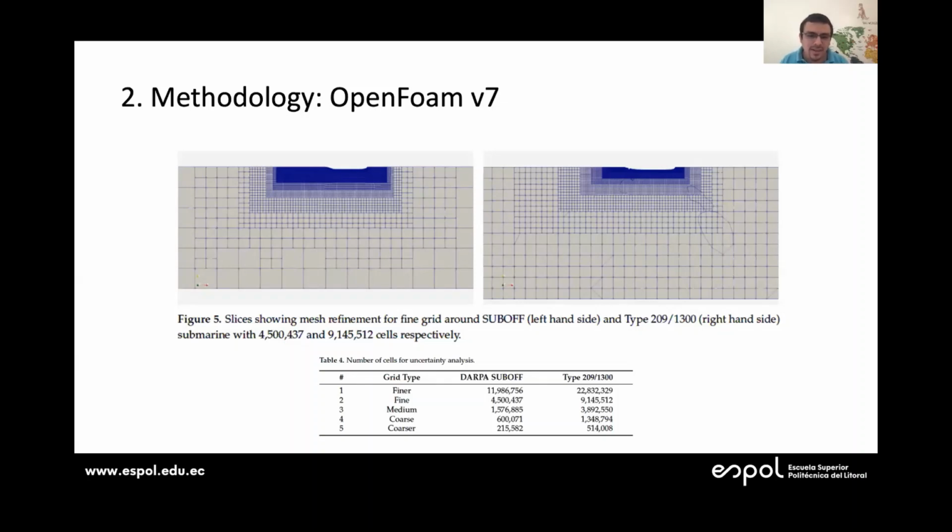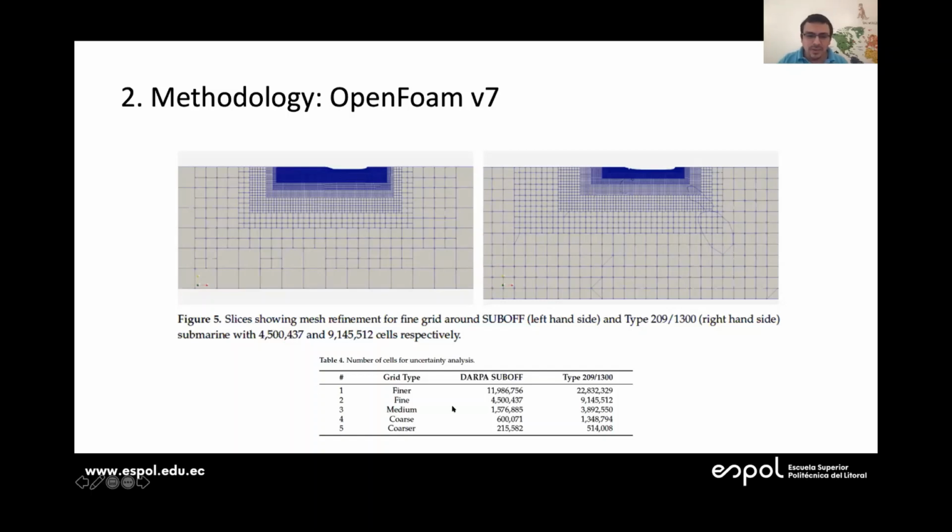And after a while, we decided to extend our analysis from 3 grid densities to 5 grid densities. So for the DARPA, we went from 200K to 11 million elements. And for the 209, we went from 500K to 22 million. We were lucky enough to get access to an HPC facility.